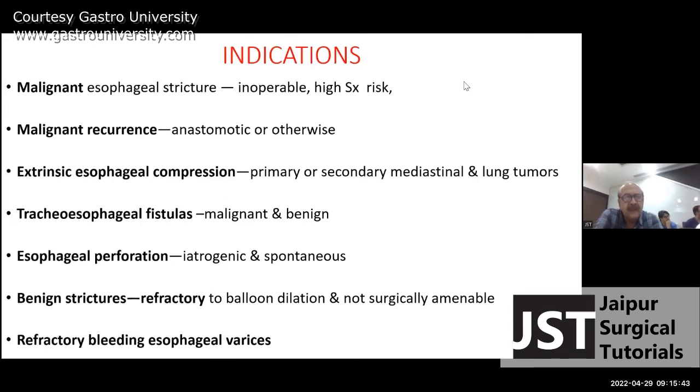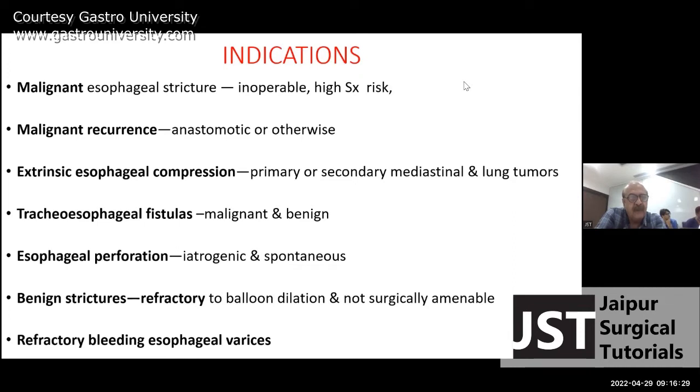So what are the indications? Normally the commonest indications are inoperable tumor and a high surgical risk, where you want to palliate the dysphagia. So this is the ideal indication. Malignant recurrence, that means a patient who has had surgery in the past or radiochemotherapy, and because of an inoperable condition gets a recurrence at that site, and then stenting is the only answer. The extrinsic esophageal compression, that can be because of primary or secondary mediastinal and lung tumors, which leads to compromise of the esophageal lumen, and that's the indication for palliation of dysphagia in these patients.